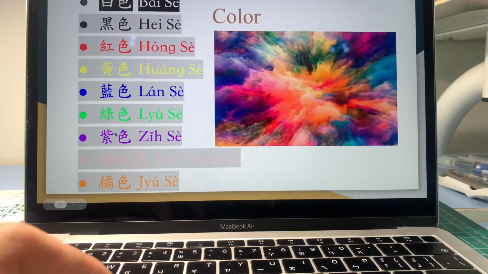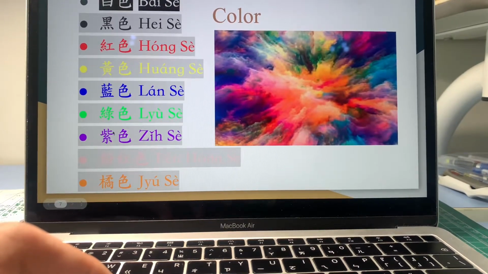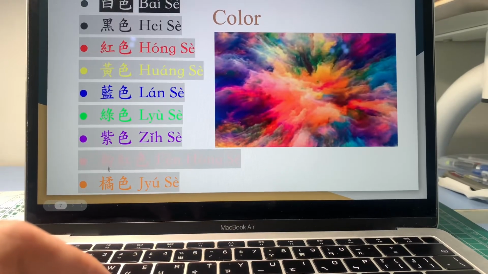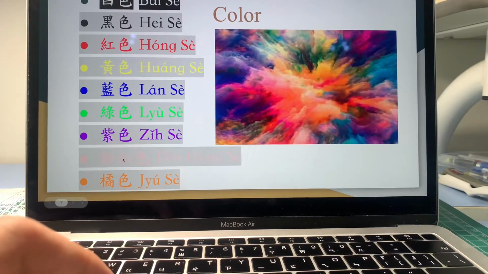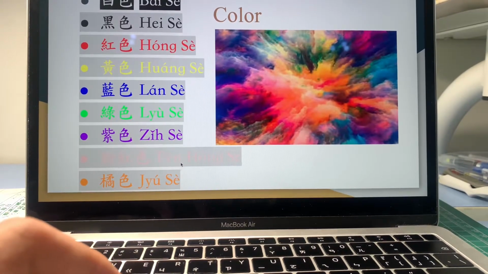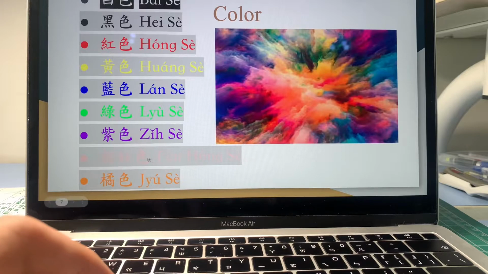The next one is purple, 紫色. I don't know if you can see this word, 粉红色. I put the pronunciation on, 粉红色, pink.